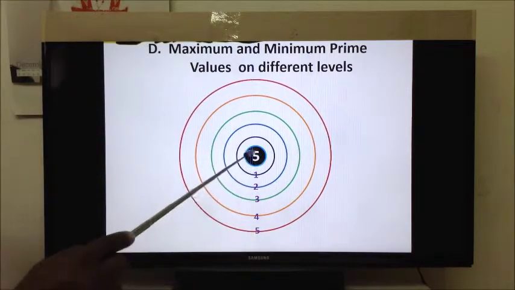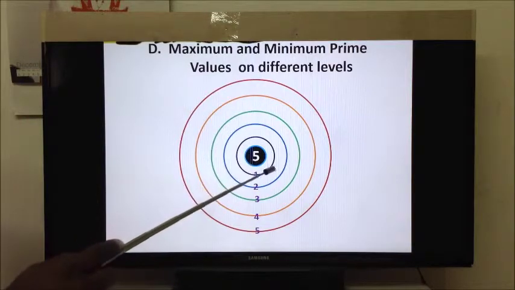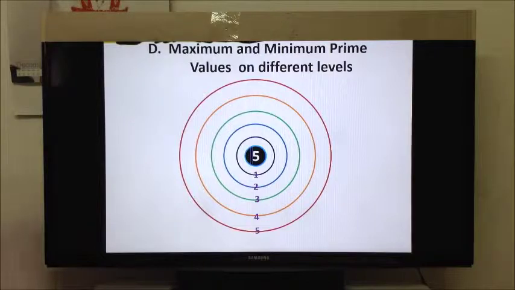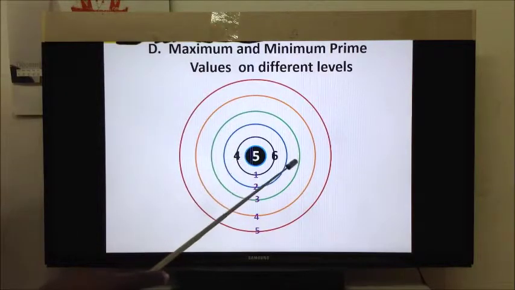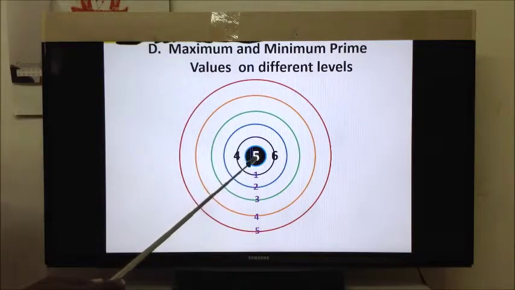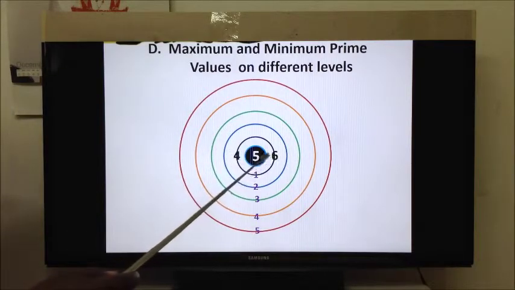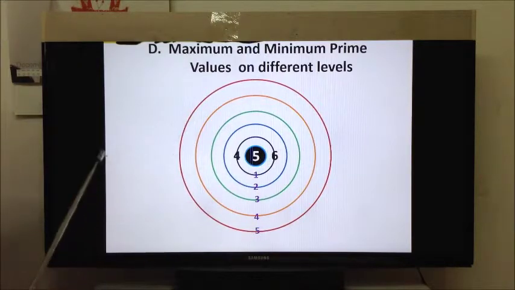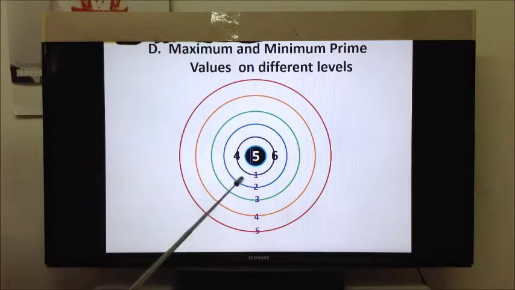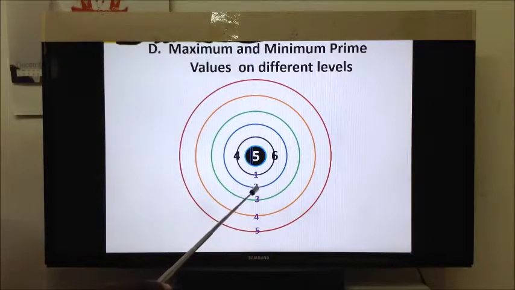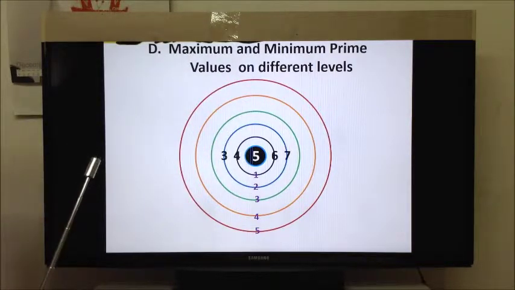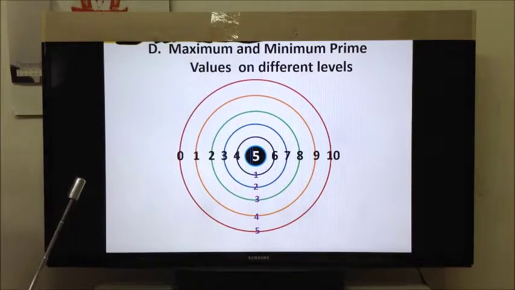Therefore, the value of 5 here will change. It will become 4 and 6. It simply means 5 minus 1 and 5 plus 1. When it moves to level 2, it will meet minus 2, plus 2. It will become 3, 7. At level 3, it will become 2, 8. Level 4, 1, 9. Level 5, 0, 10.